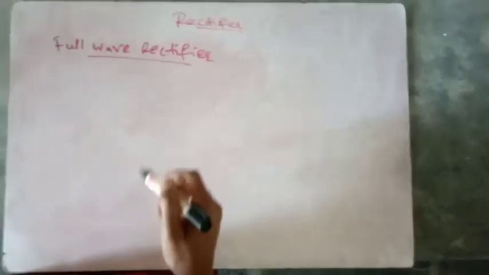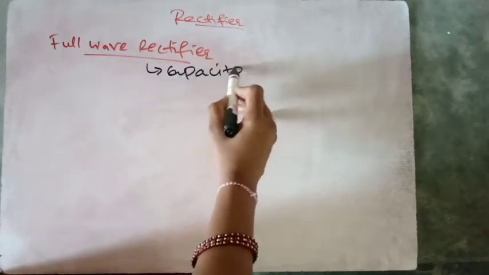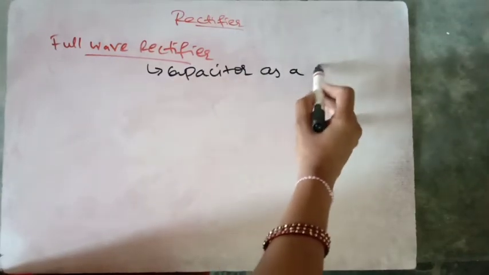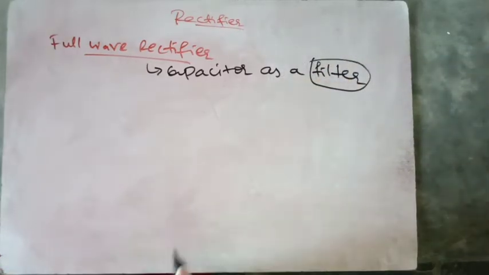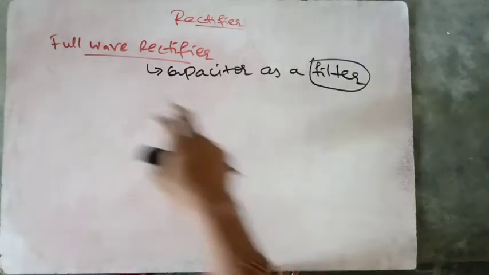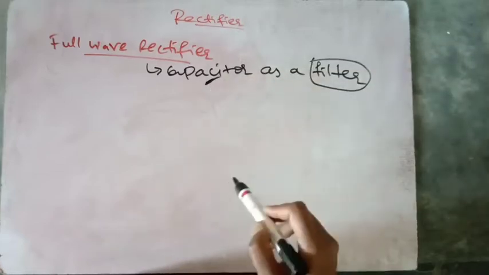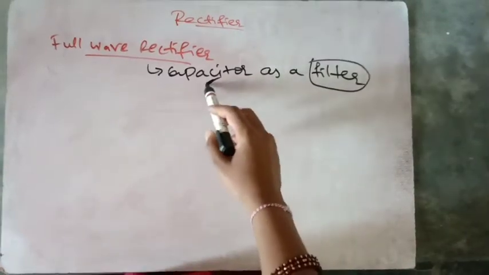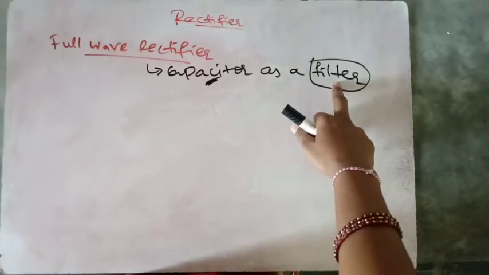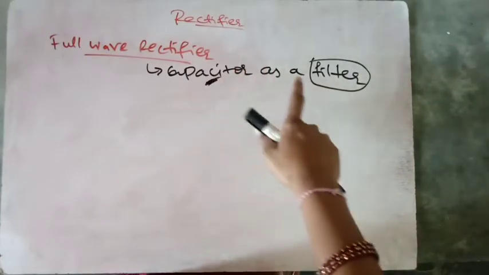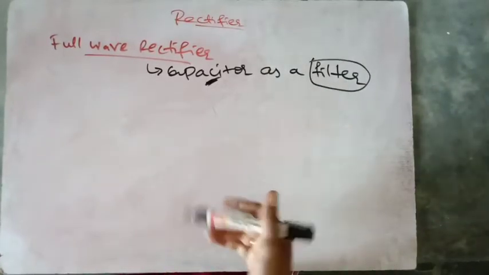And in this lecture, I am going to use a capacitor as a filter. Why are we filtering the output here? For the full wave rectifier, I had connected a capacitor. Why are we using this capacitor? We call this a filter. That means this capacitor is filtering the output signal. Why is there a need to filter this output signal?